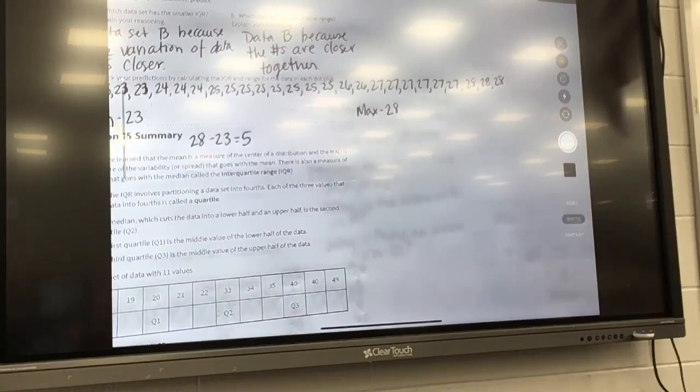Kylie, your group didn't get that far? You didn't find the range? I'm thinking wrong. What do you mean you're thinking wrong? I put 27 minus 20. Did you forget the 28? Gotta be careful with that.